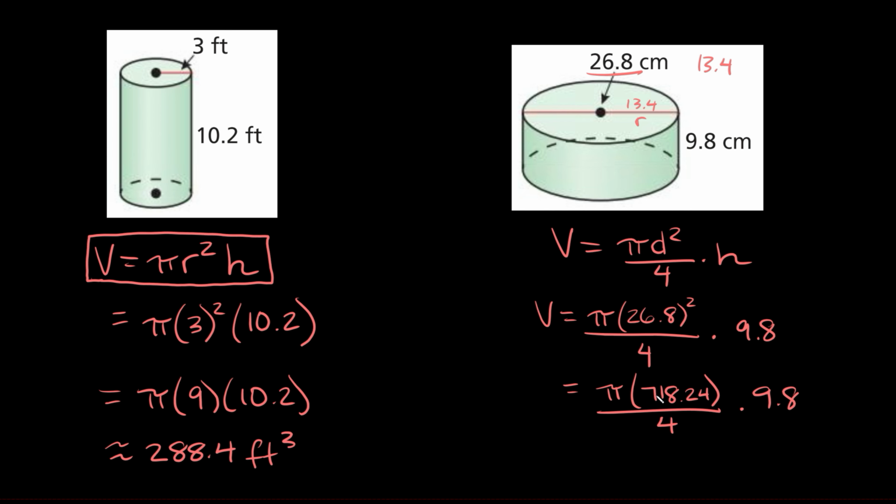Now, 718.24 times pi, since I'm kind of running out of room here, I'm just going to tell you it's 2,256.42. And if you divide that by 4, we're going to get that this is equal to 564.1. And then lastly, we just need to multiply by 9.8, and that's equal to 5,528.2. And our units are centimeters. I'm going to squeeze it in.